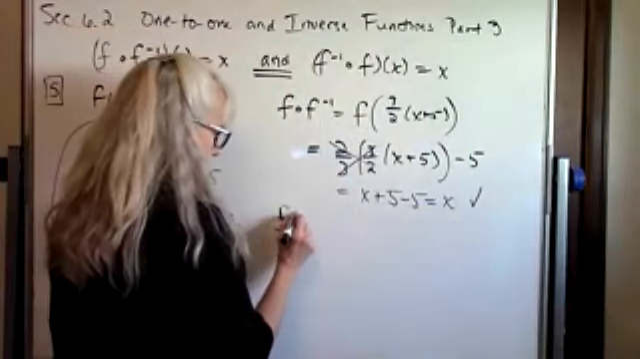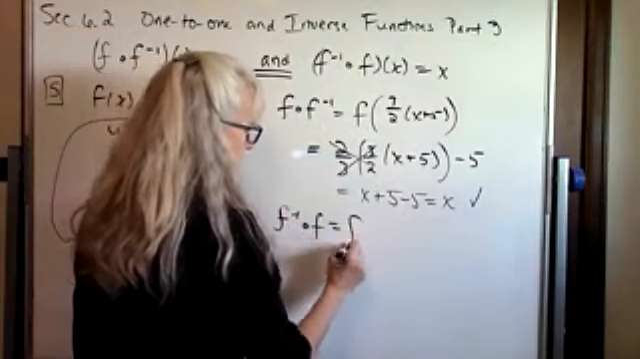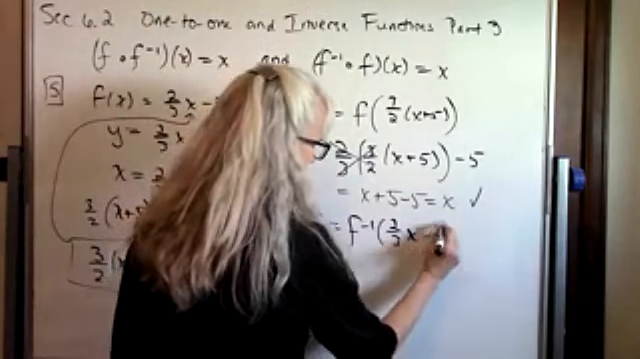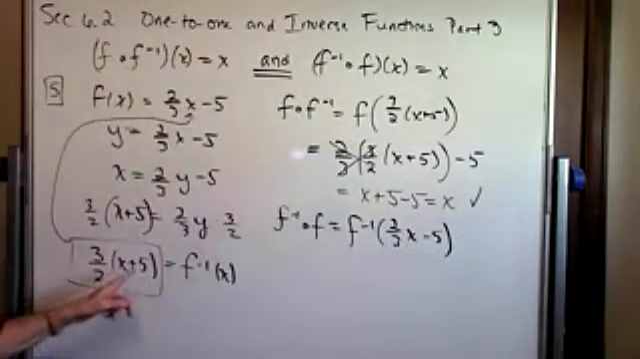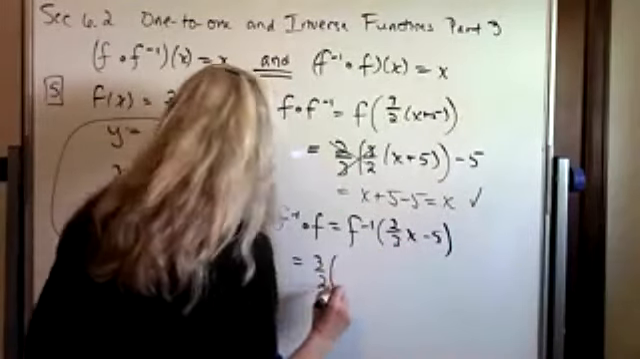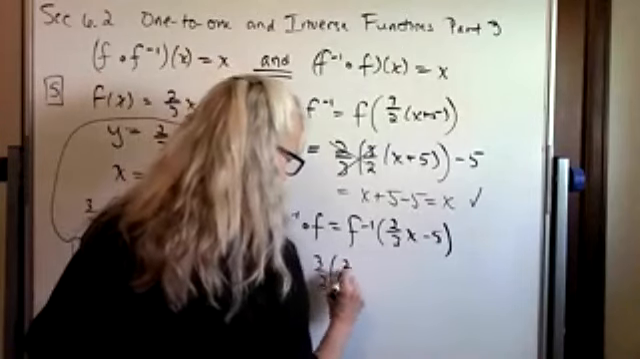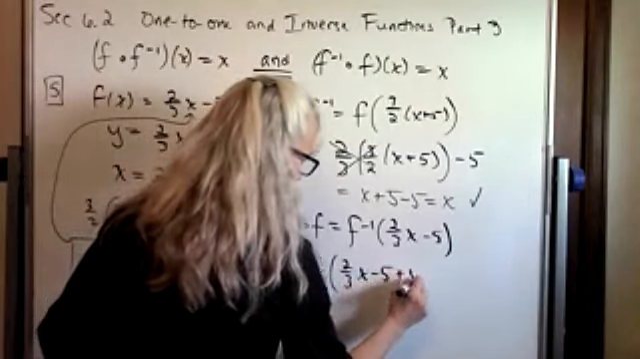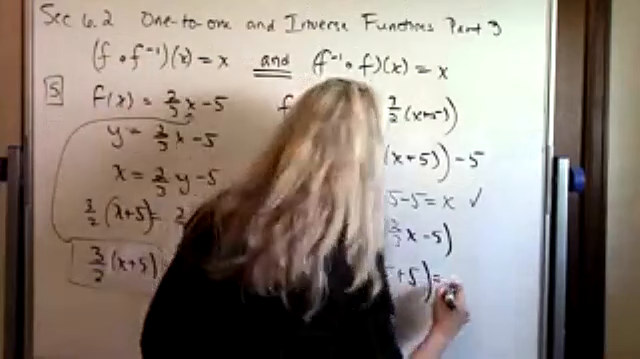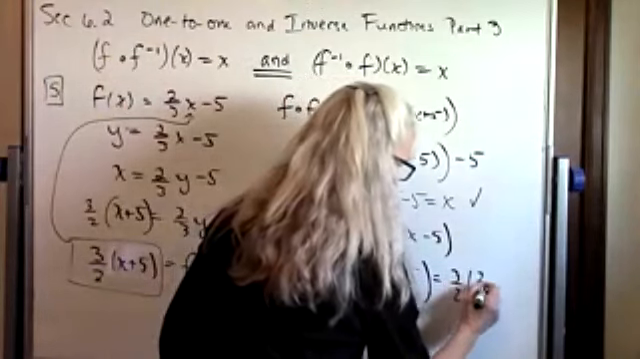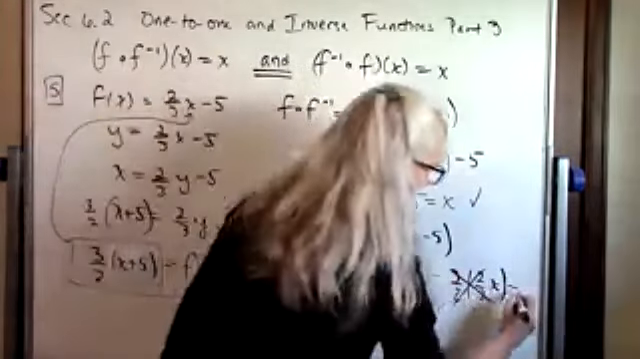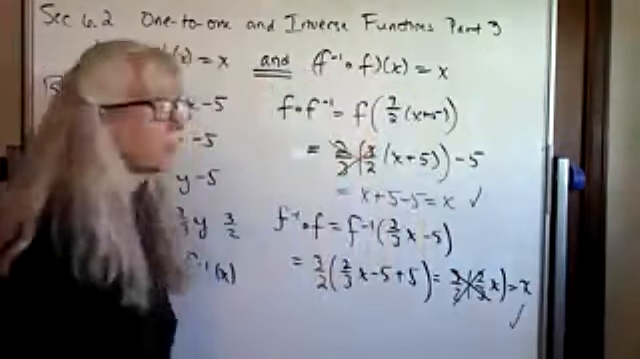So now we're going to do f inverse compose f. So that would be f inverse of the original function, which was 2/3 x minus 5. So now we're going to replace the x in this inverse with the other function. So that would give me 3/2, and then I have a parenthesis, and then in place of this x, I'm going to write the 2/3 x minus 5 plus 5. So this time the 5s are going to cancel first. And I end up with 3/2 times 2/3 x, and then the 2/3 are going to cancel with the 3/2, and we're left with x. So it also works. Cool.